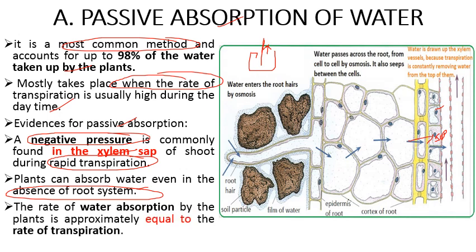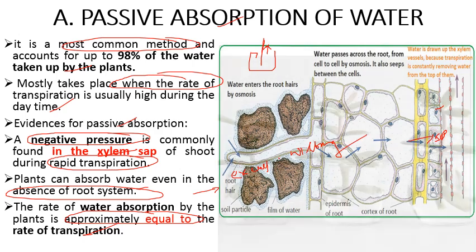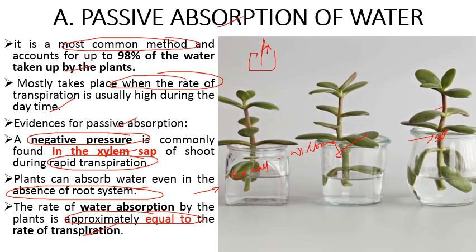The rate of water absorption by plants is approximately equal to the rate of transpiration. So जो water के absorption का rate है, that is approximately equal to the rate of transpiration, and when the rate of transpiration exceeds the rate of absorption, then it leads to a condition which is known as wilting. उसे कहा जाता है wilting. So this is the twig that is put in the water, and this twig can absorb the water.